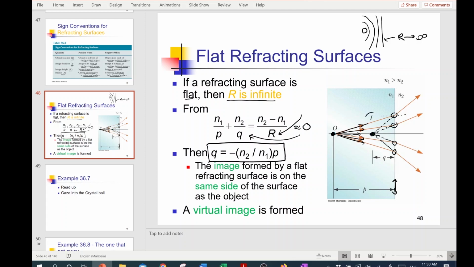And that will be the position of the image, and therefore the distance between the image and the surface will be the value of q, and the distance of the object will be p. We have this equation to describe the position of the image. And since the rays appear to diverge, a virtual image is formed.